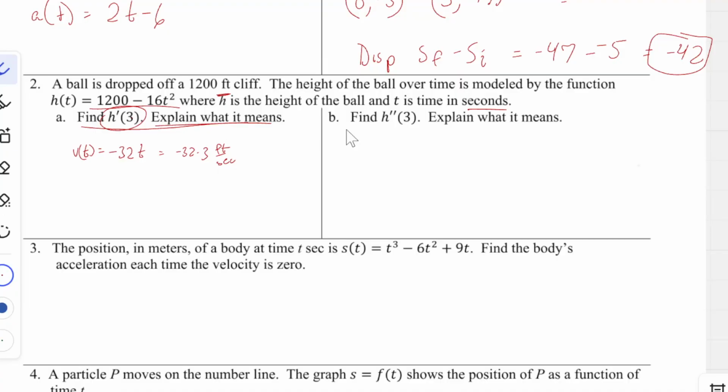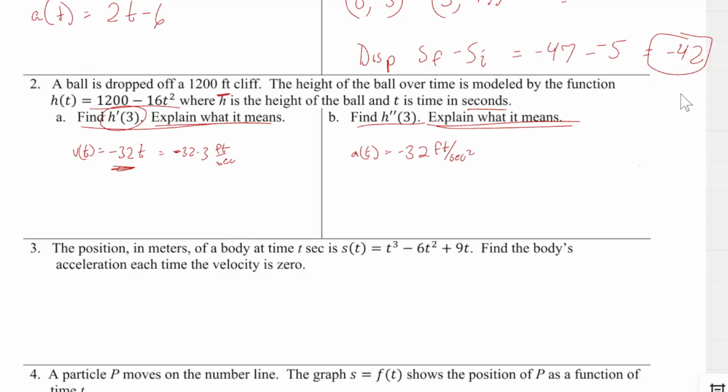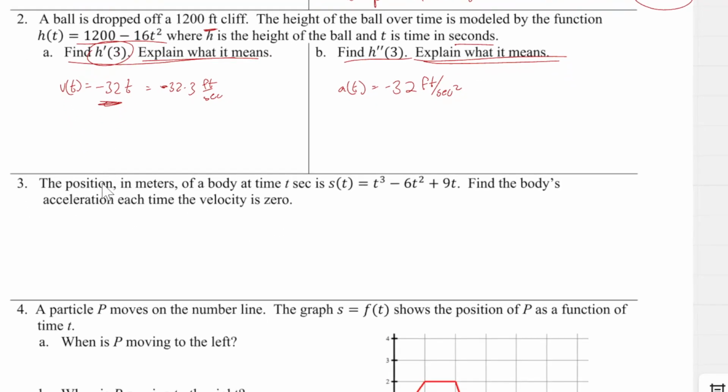What does it mean? It's just the velocity of the ball, how fast the ball is dropping, I guess. Then the second derivative is in feet per second squared. It means the ball is always accelerating at the same rate, -32, no matter what the time is.